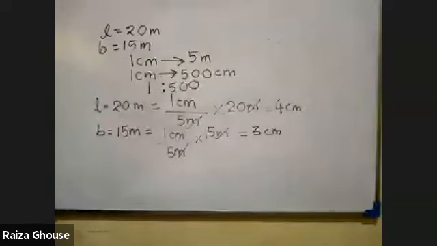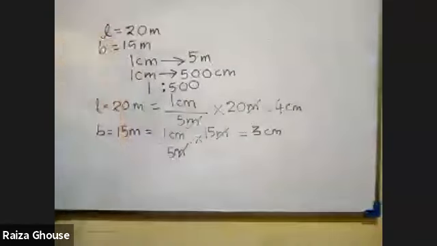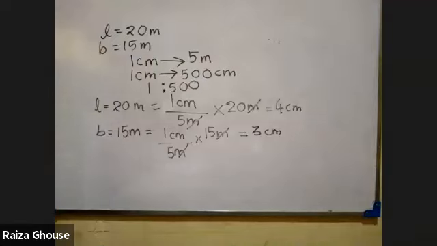So until I explain for one more time, others copy down this one. Copy down. This comes under the question number 3. So the question is, children, you have to represent a real length 20 meter and 15 meter in scale length. The ones who didn't understand, listen carefully, right?